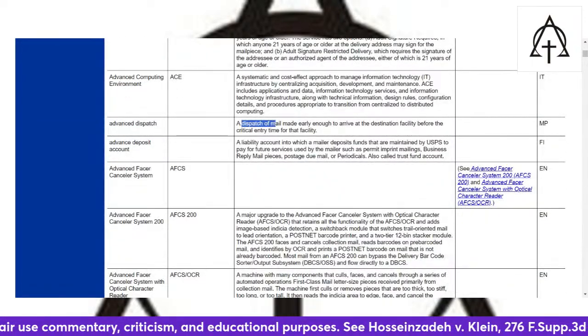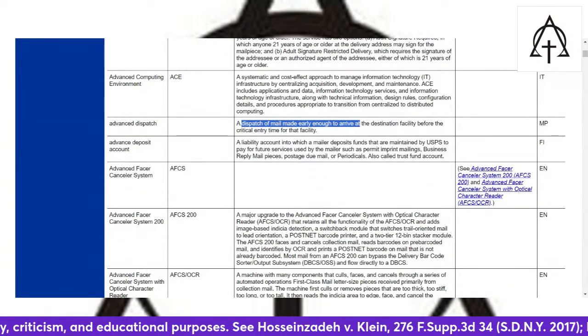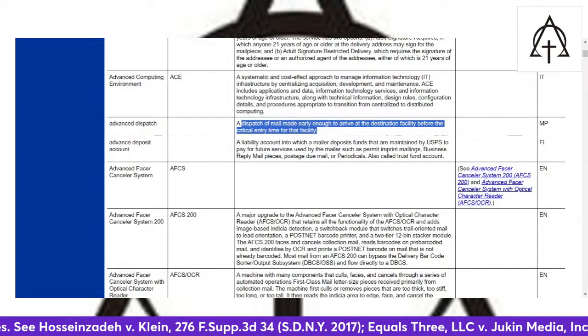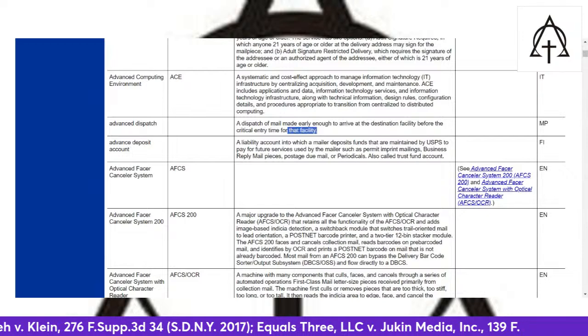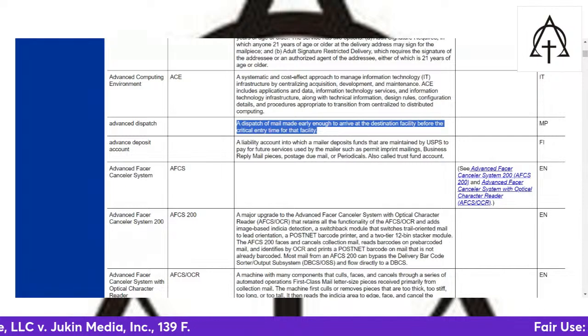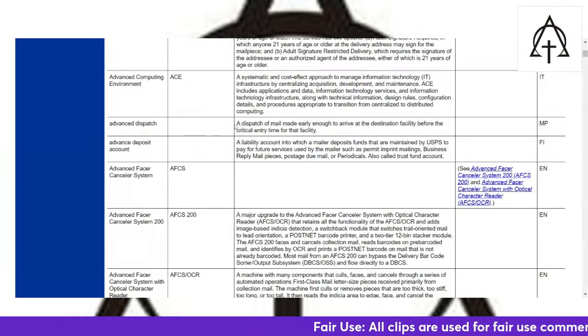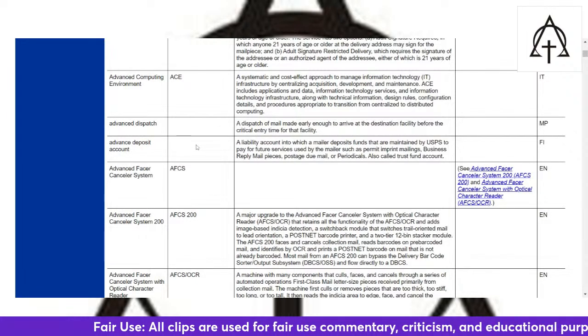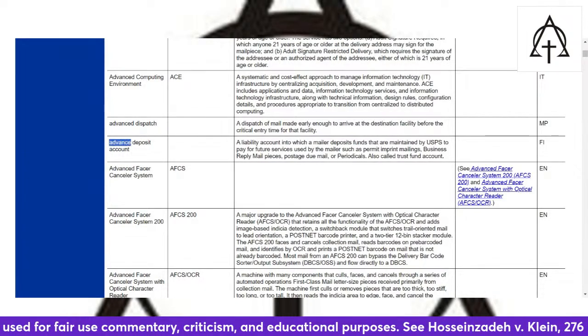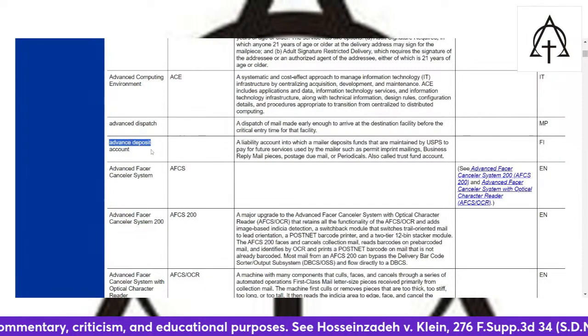Advanced dispatch, a dispatch of mail made early enough to arrive at the destination facility before the critical entry time for that facility. See, everything's a contract with time. Con with tract is a span of time. That's literally what contract means. So they have a critical entry time. Advance deposit account.